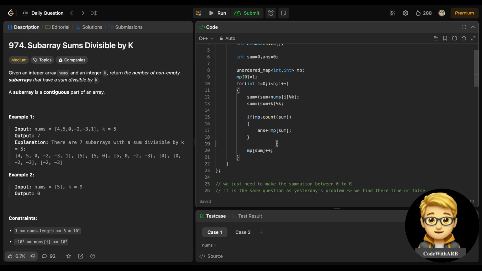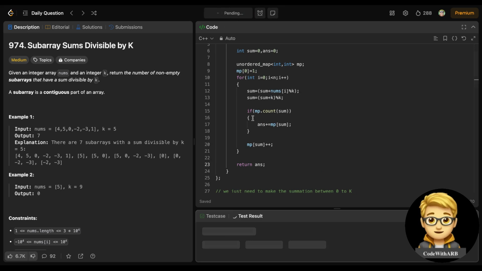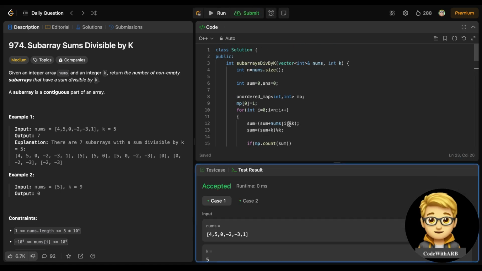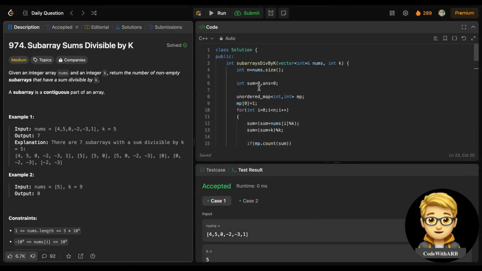Now that the implementation is done, we need to store every summation value, every remainder which is occurring again and again, and ultimately I need to return an answer, right? So this is how we will implement it. Just run it. I hope I have not made any compilation error. Yeah, I have not. Let's submit it. Yeah, we have passed all the test cases successfully.